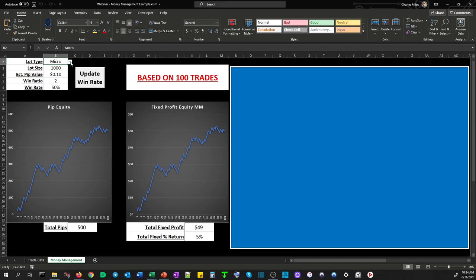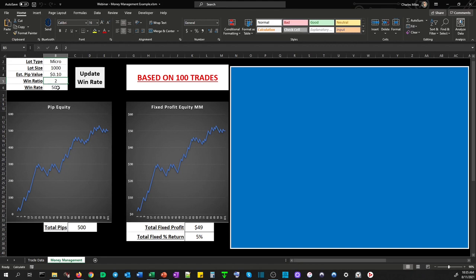Lot type, micro. Again, 3 different kinds: micro, mini, standard. This will change depending on what I choose. Estimated pip value based on most pairs is going to be about 10 cents for micro lots. Pairs will differ depending on which ones you trade, so understand that. Some are less, some are 80 cents, or 0.8, 0.08, whatever, sorry. They're different.